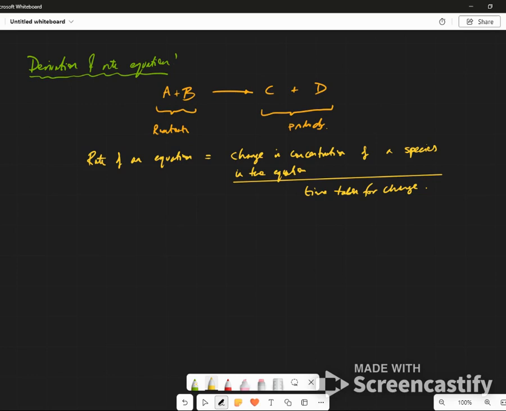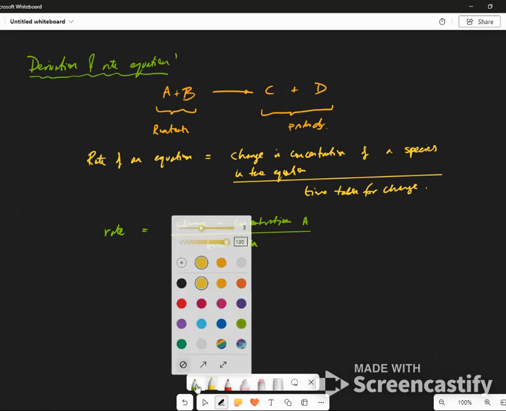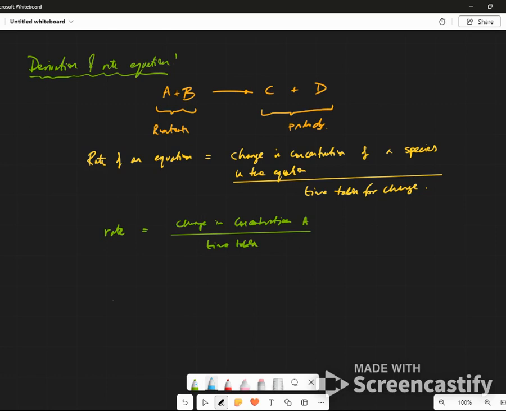Okay, so what does that mean then? It means this, very simply. The rate of this equation above is equal to the change in one of the reactants. I'm going to say the change in concentration of A, divided by time taken. Now, what does that mean, though? Let's interrogate that. The change in concentration that we often call delta A, that's the change in concentration of A, is equal to the concentration of A final minus the concentration of A initial.